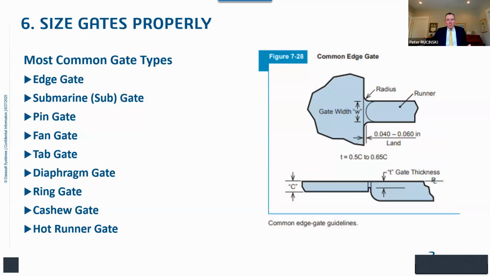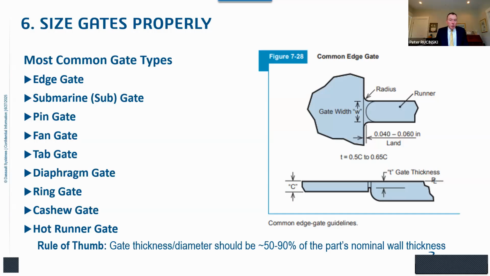Size gates properly. There's a simple rule of thumb here I'll give you in just a few seconds. There's all kinds of different gate types out there. There's edge gates, submarine gates, pin gates, fan gates, tab gates, diaphragm gates. But when I think about gate geometry, I think of some thin cross-sectional area that the melted plastic has to flow through. It's usually some thickness or some diameter. And the simple rule of thumb for gate sizing is that your gate thickness or gate diameter should be somewhere around 50 to 90% of your part's nominal wall thickness.